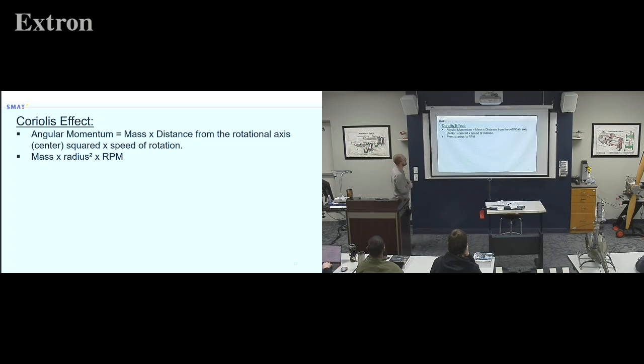Coriolis effect. You'll need to know this forever and ever, especially for the writtens. Angular momentum: mass times distance from the rotational axis squared times speed of rotation. Josh, did you get all that? Okay, good. So I'm going to mesmerize you with an Olympic skater. Sorry, it's not a hockey skater. It's going to be one of those figure skaters.